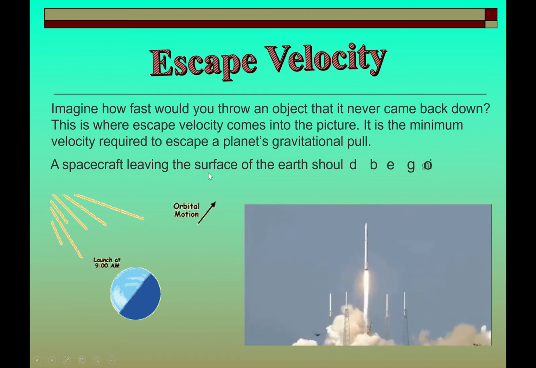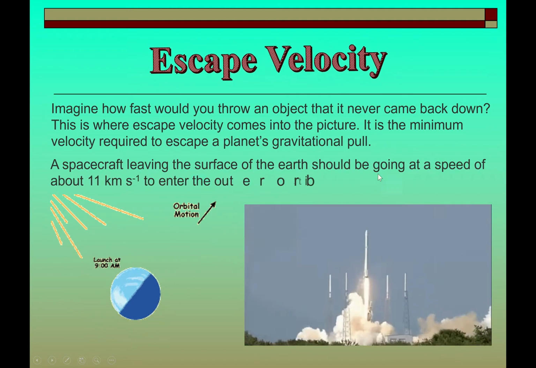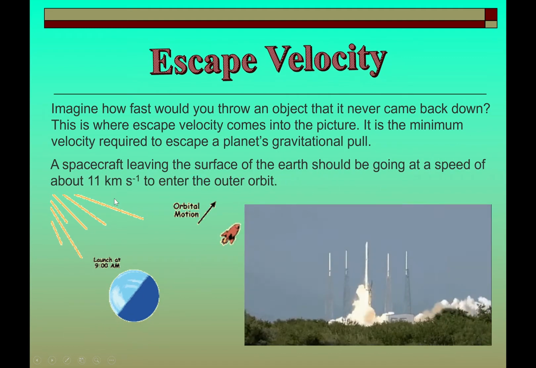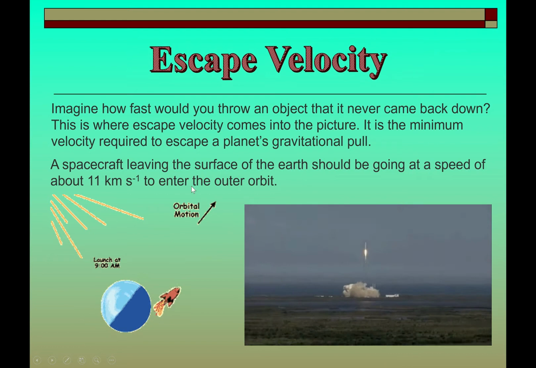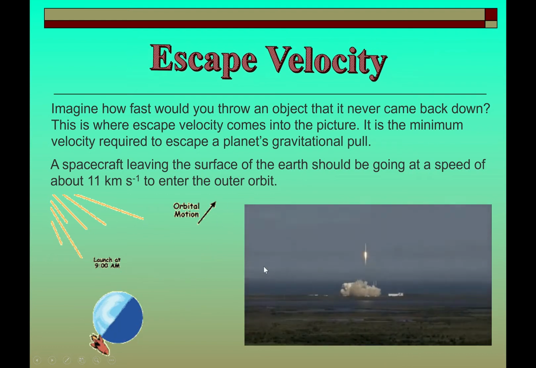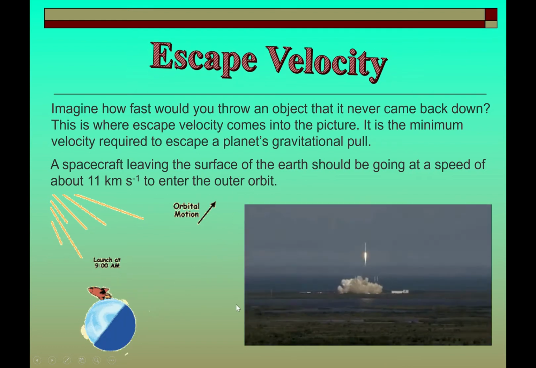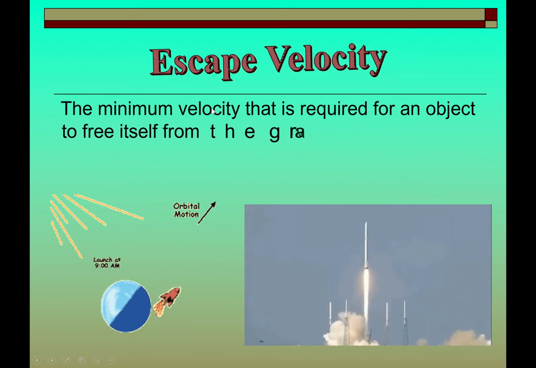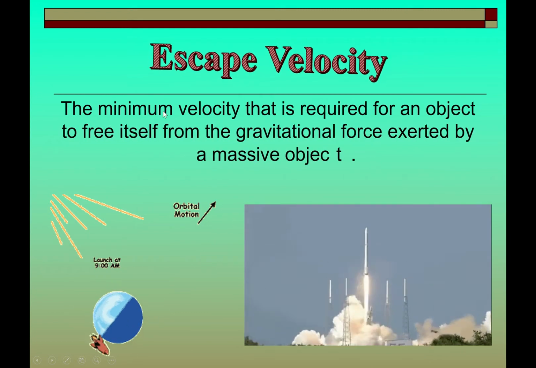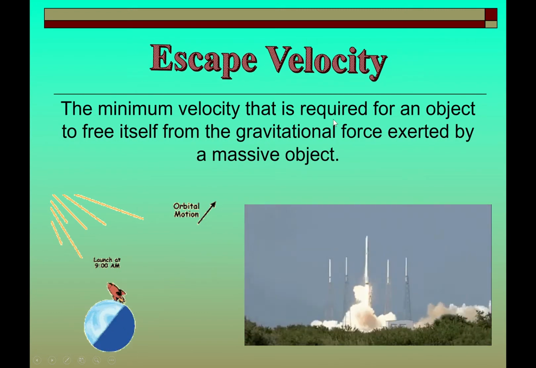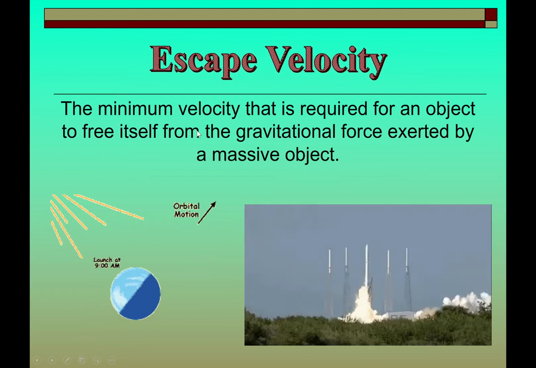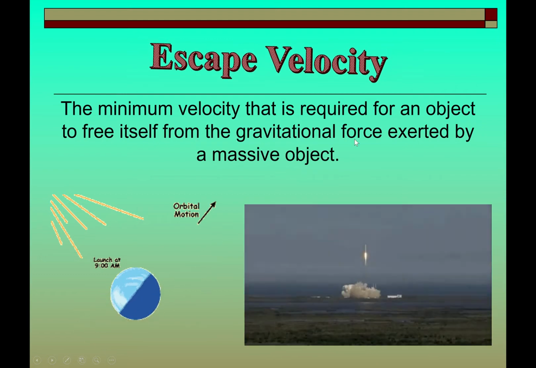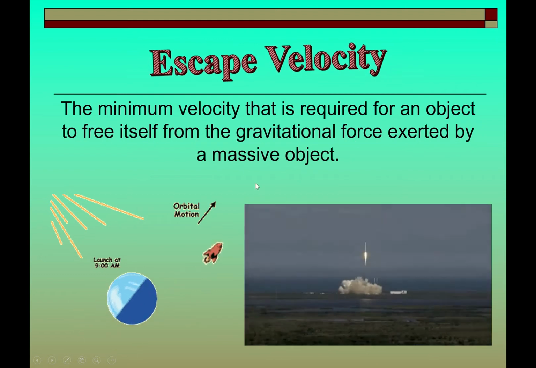A spacecraft leaving the surface of the Earth should be going at a speed of about 11 km per second to enter the outer orbit. So, the escape velocity is the minimum velocity that is required for an object to free itself from the gravitational force exerted by a massive object.